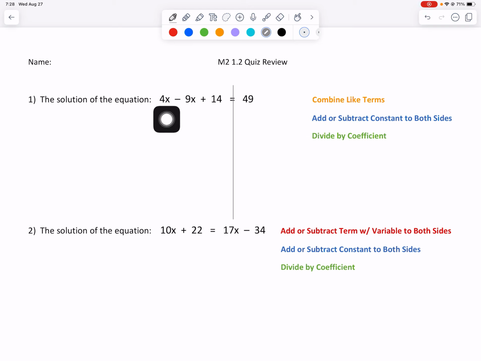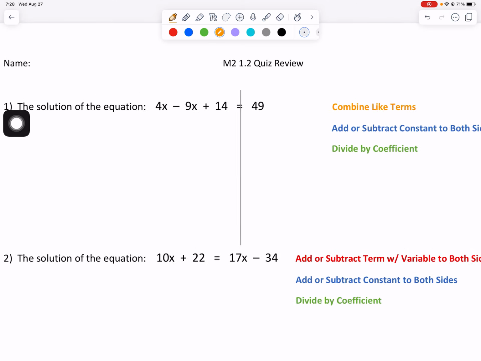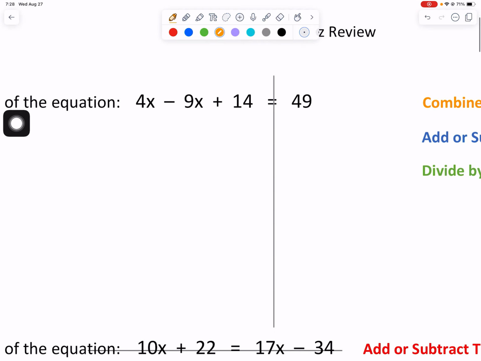On the left side, we have 4x minus 9x plus 14, and the lone soldier on the right side is 49. Nothing to combine there, but let's zoom in tight. On the left side, yes, we can combine 4x with negative 9x. So 4x minus 9x gives us minus 5x. Continue to rewrite the rest: our plus 14 equals our 49.